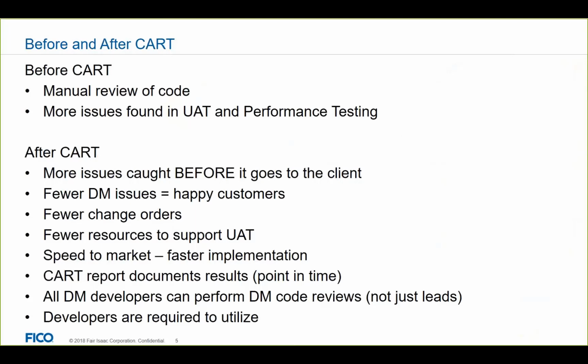After CART, we now have the ability to do things better, faster, and cheaper than we did before. We do them more consistently because we have an automated utility. We found fewer DM development issues, and that equals happy customers. Obviously, fewer change orders because the quality improves. Fewer resources needed down the line because more of those problems get caught during the development life cycle.